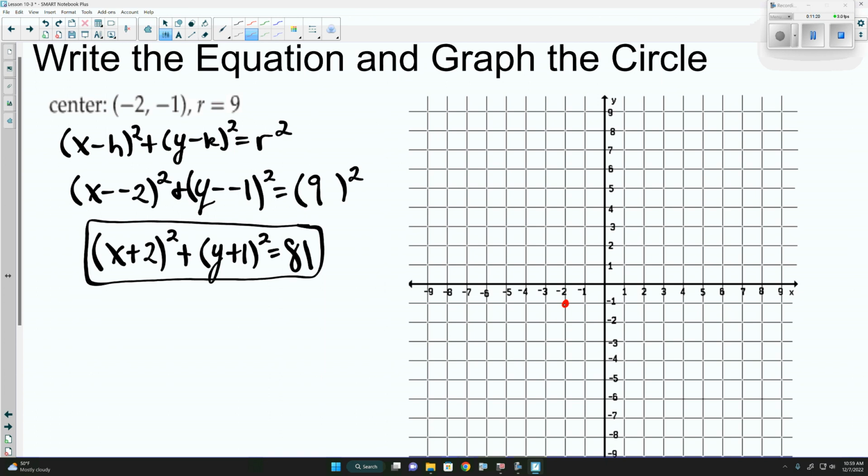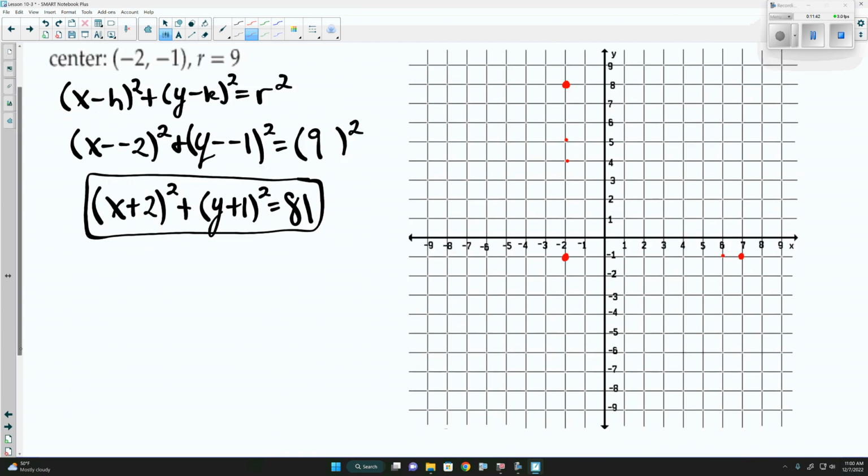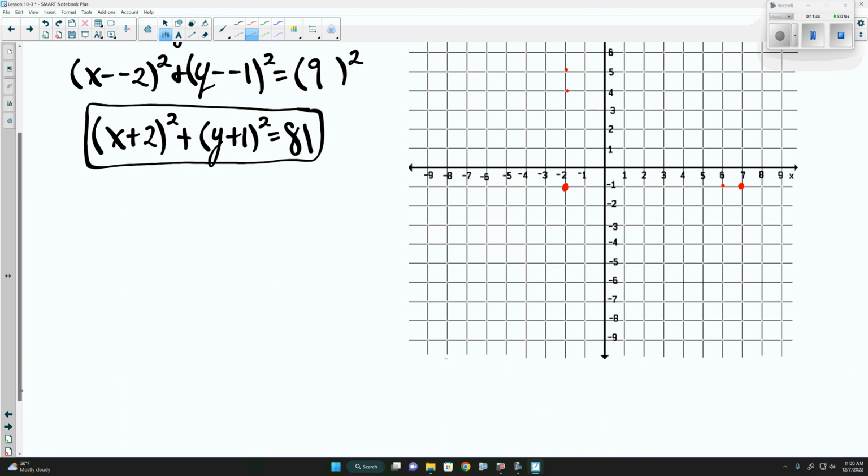Now for circles, they're actually quite easy to graph because we can go 9 units up, down, left, and right from the center. So we can go 1, 2, 3, 4, 5, 6, 7, 8, 9 and make a point. I can go to the right 9. 1, 2, 3, 4, 5, 6, 7, 8, 9. Make a point. We can also go down 9. 1, 2, 3, 4, 5, 6, 7, 8, 9 and make a point.